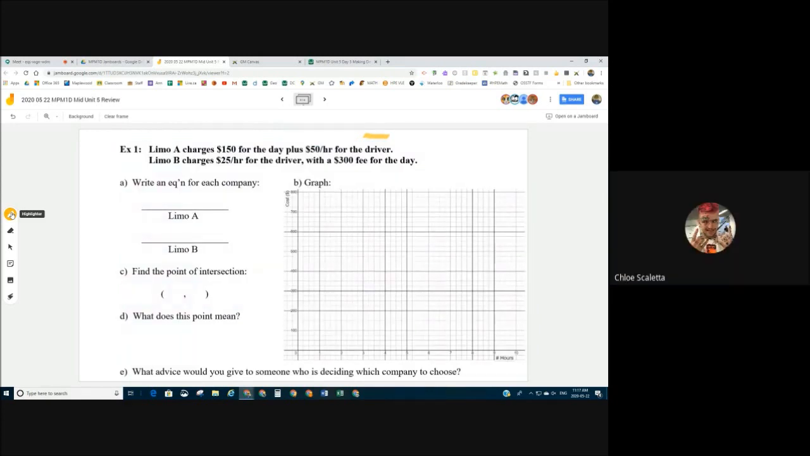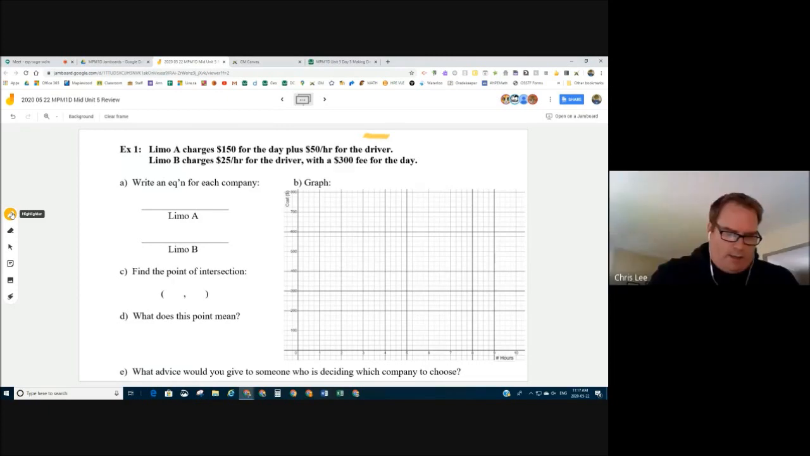Okay, all right. So I heard y equals 50x plus 150. So even though the order is backwards, this is the thing that's going to change, right? The 150 is the flat rate. It stays that way. But the $50 is going to change depending if you have 1 hour, 2 hours, 3 hours. That's why it's the one with the x in it.